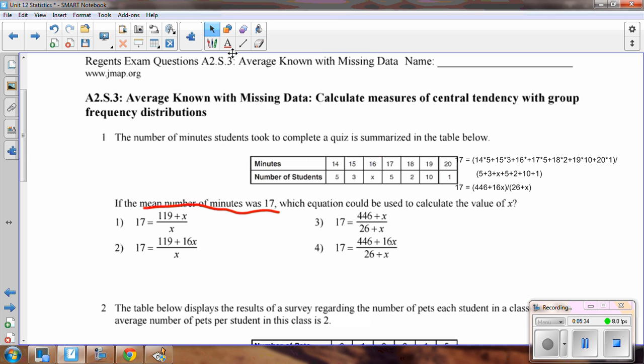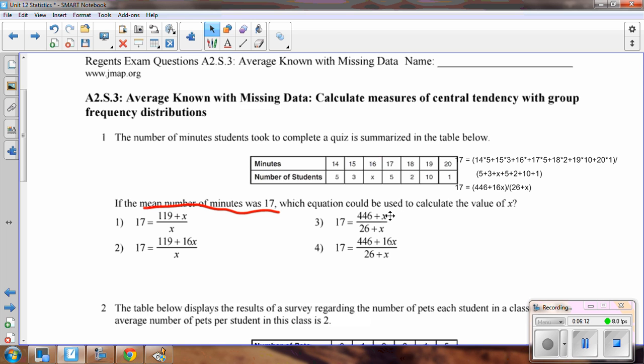So using the idea of the frequency that we used on the last page, our total on the top would be 15 times 5 plus 14 times 5 plus 15 times 3 plus 16 times x plus 17 times 5 plus 18 times 2 plus 19 times 10 plus 20 times 1. When you sum that all up, you get 446 plus 16x. And then the total number of students would be 5 plus 3 plus x plus 5 plus 2 plus 10 plus 1, which would give us 26 plus x. So now I just need to find choice 4, which has that exact equation.